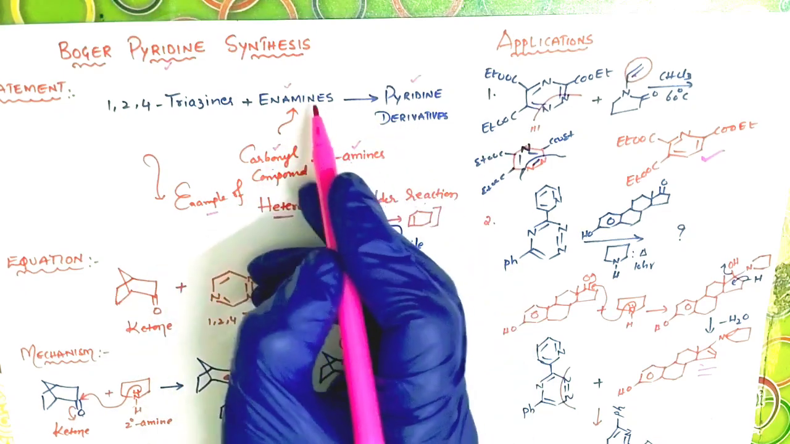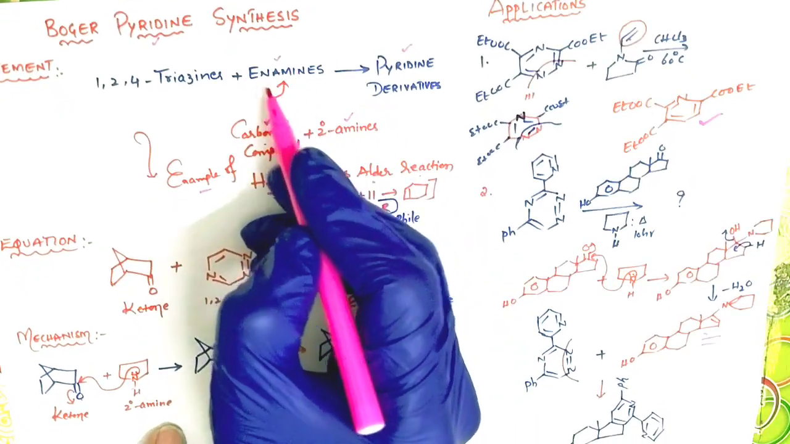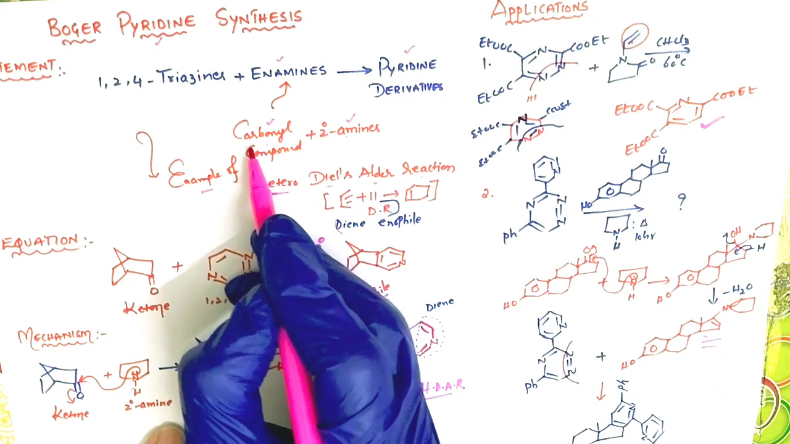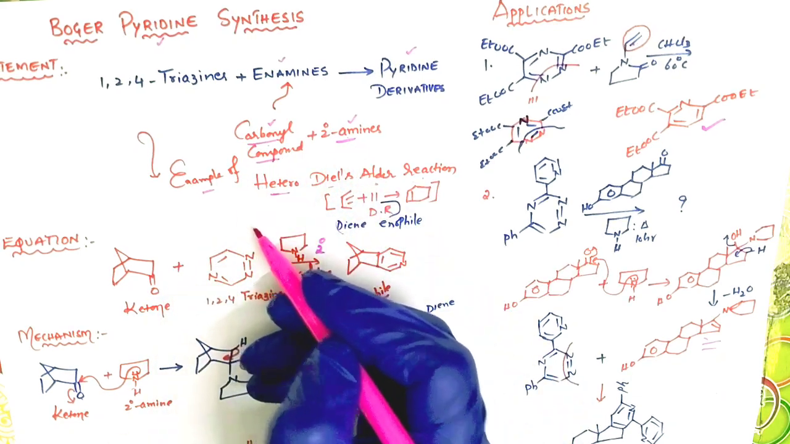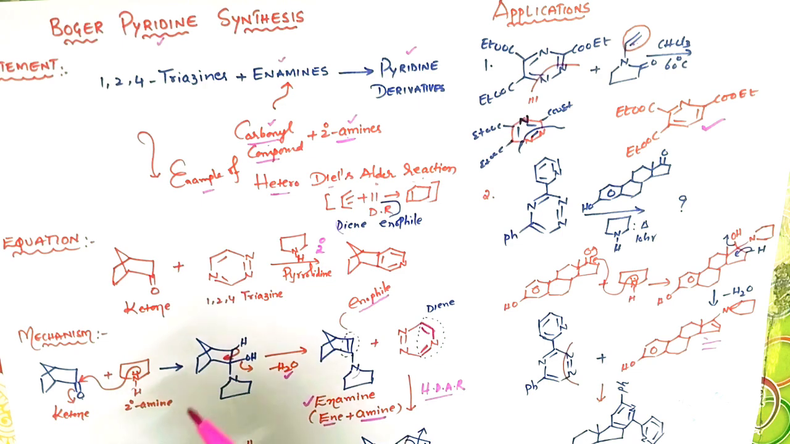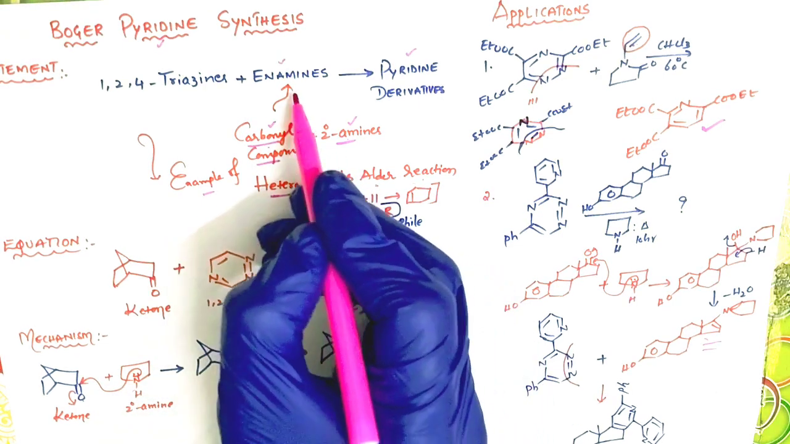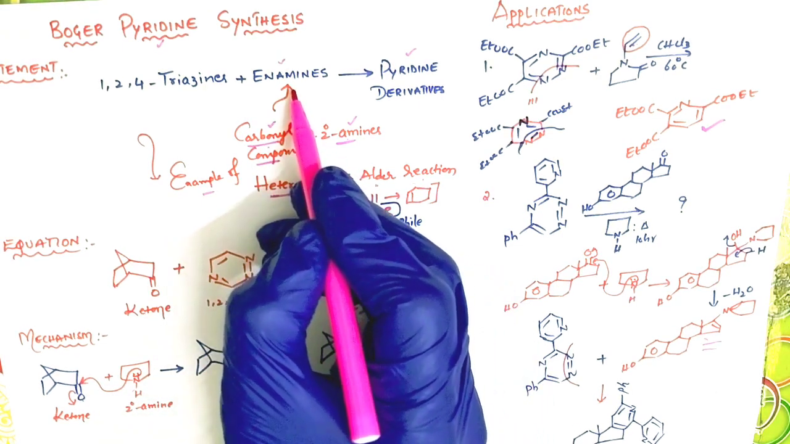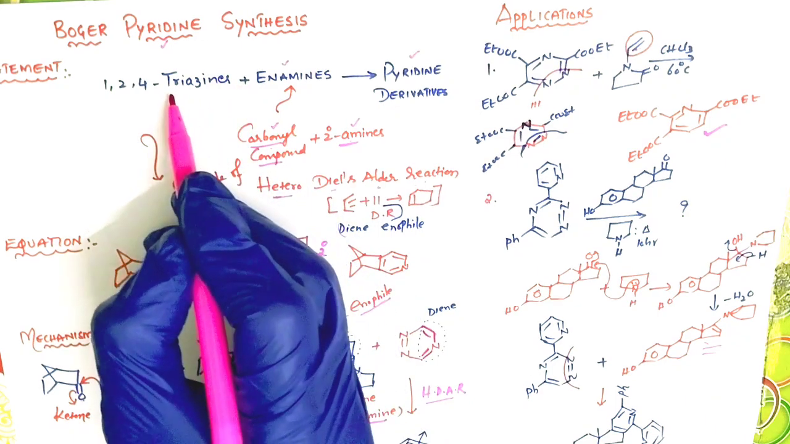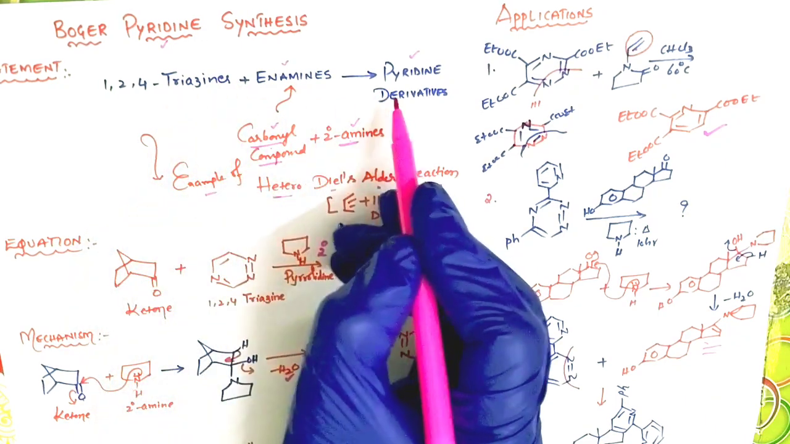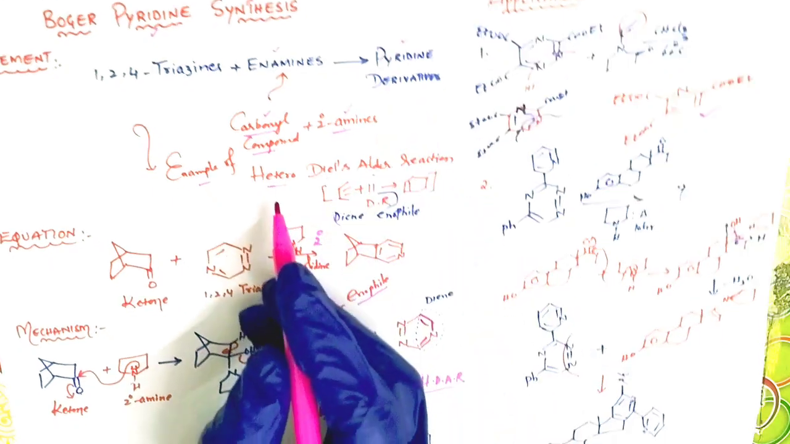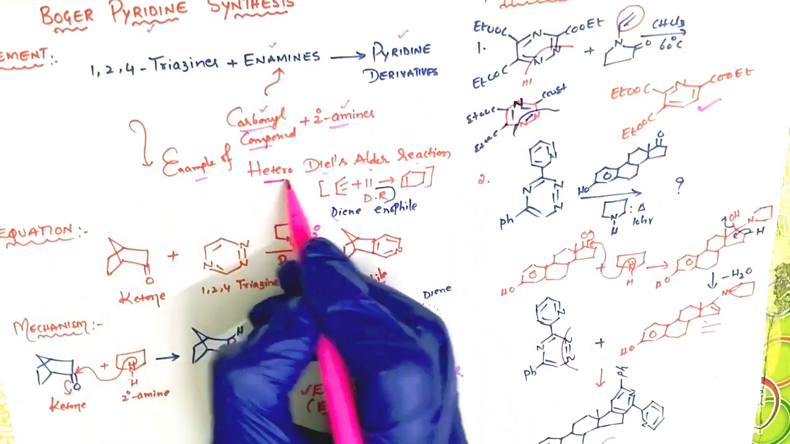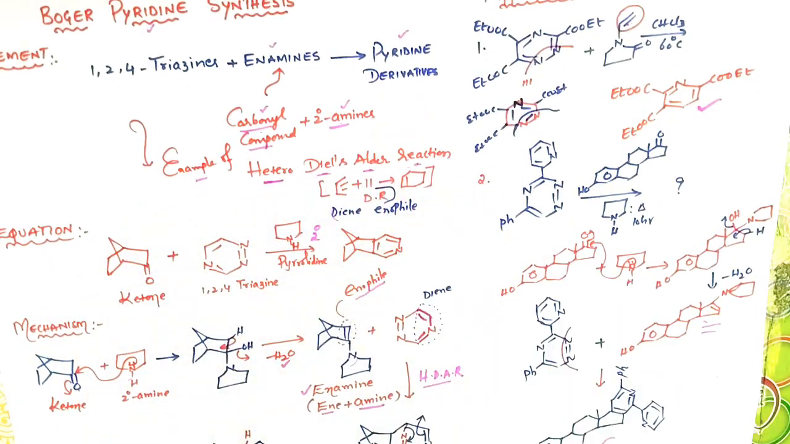Already we know the preparation of enamines. So how can we prepare the enamines? By the combination of carbonyl compound and secondary amines. Whenever the carbonyl compounds are treated with the secondary amines, they produce enamines. The enamines combine with triazines to form pyridine derivatives. This is an example of hetero-Diels-Alder reaction.